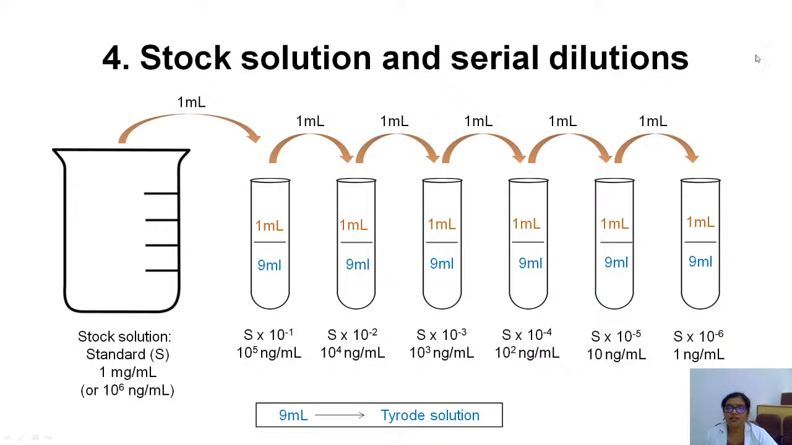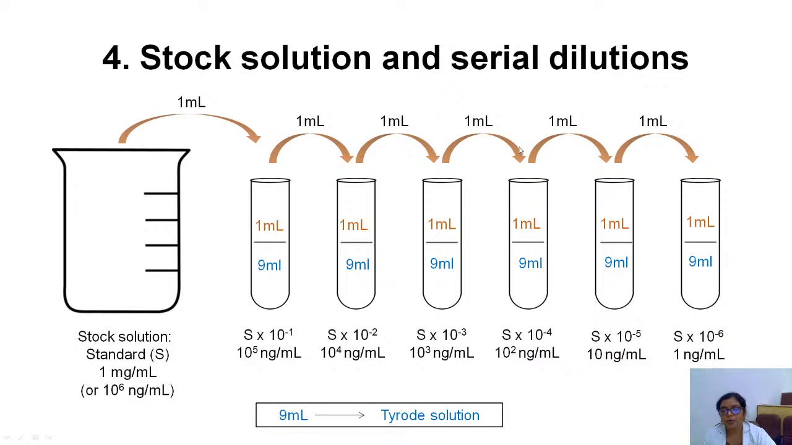What happens when you are diluting the 1 mg per ml solution? The concentration will go on decreasing. Suppose this was 1 mg per ml or 10 to the power 6 nanogram per ml. I took 1 ml of this and diluted it with 9 ml of thyroid. So it got diluted 10 times, and the concentration will become 1/10 of the original, that is 10 to the power 5. Now I took 1 ml of this and again mixed it with 9 ml of thyroid. Again it got diluted 10 times, meaning the concentration decreased from the previous one by 1/10. If this was 10 to the power 5, it became 10 to the power 4.